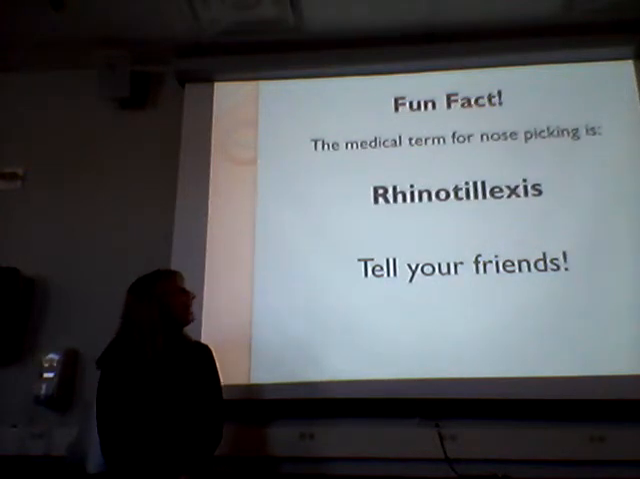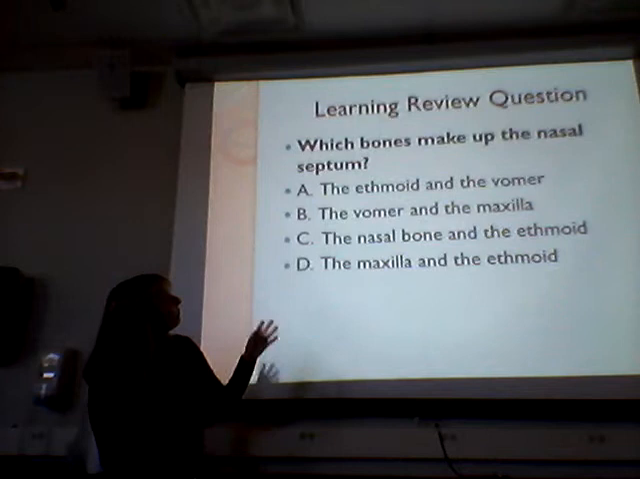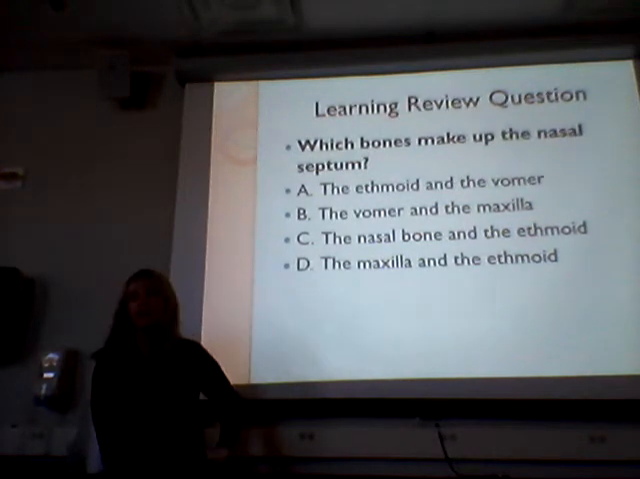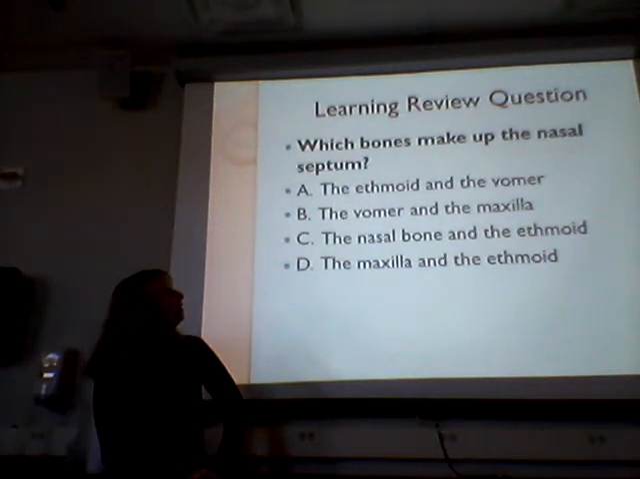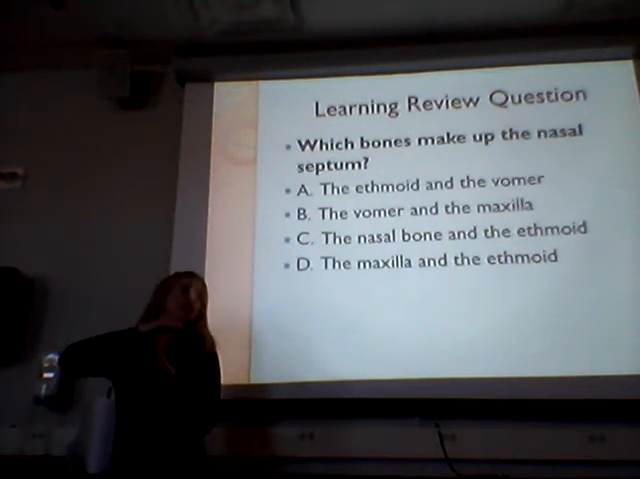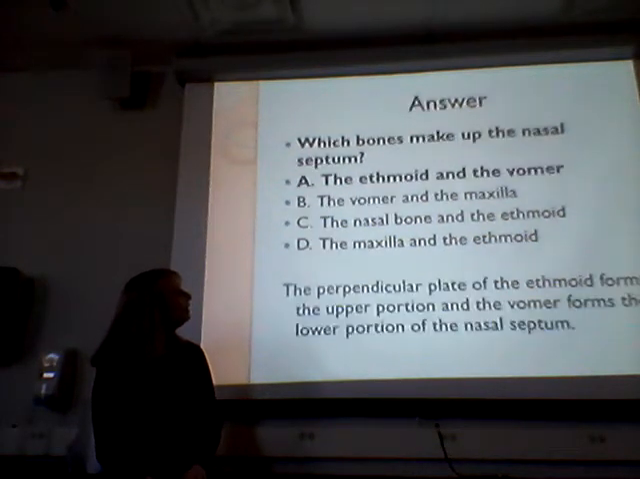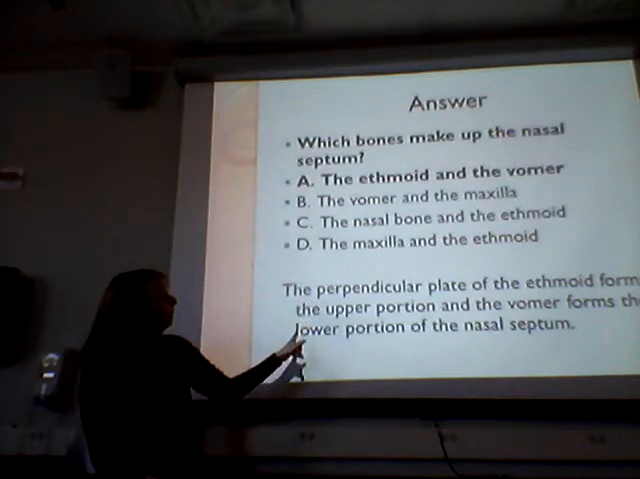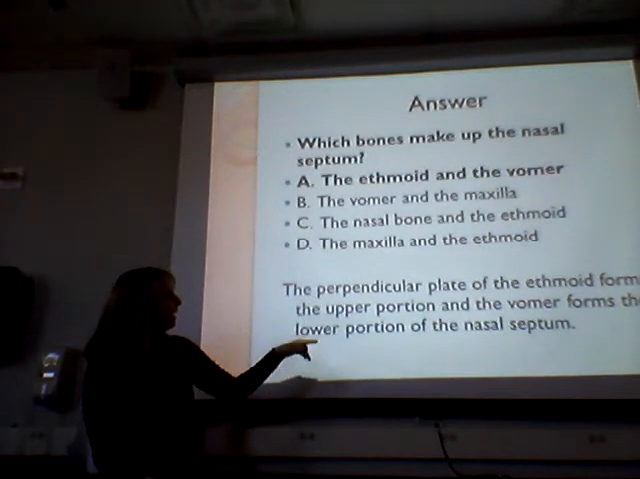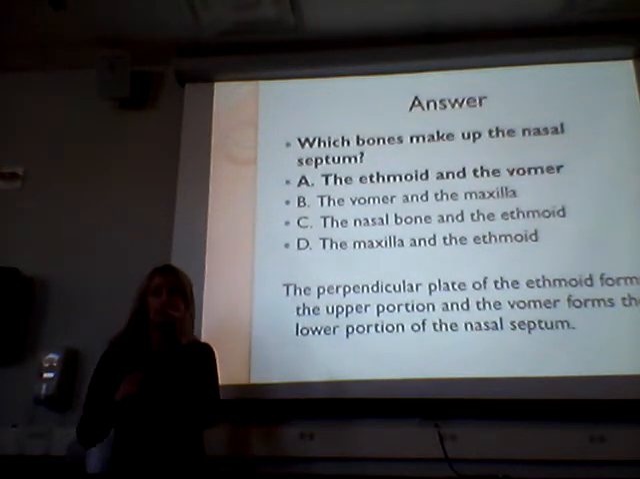All right, and the next slide. Which bones make up the nasal septum? I know you guys know this. Right, and what part of the ethmoid more specifically? The perpendicular plate, right. We've got a perpendicular plate, and then we've got a cribriform plate. Next slide. Ethmoid, vomer, perpendicular plate. And just remember the vomer is inferior to the perpendicular plate.